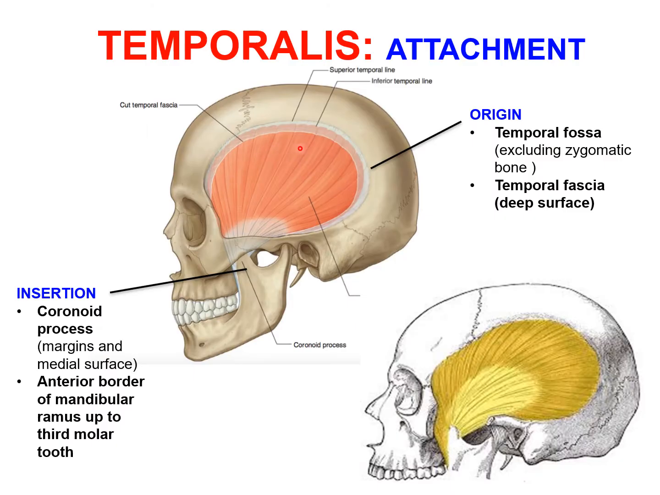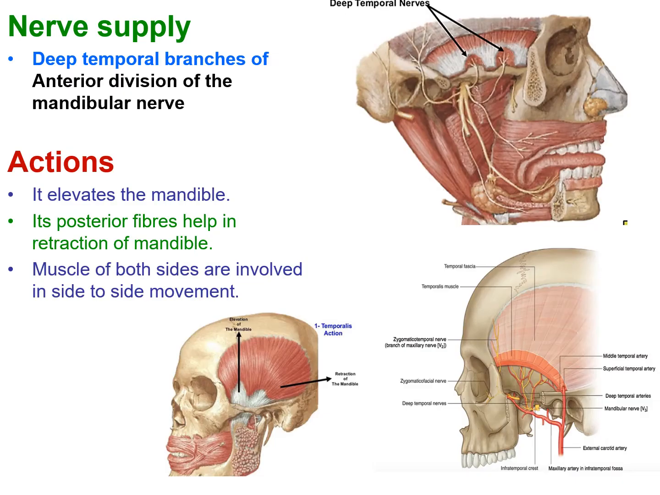So if we see the attachment of the temporalis muscle, it arises from the temporal fossa excluding the zygomatic bone, and from the overlying temporal fascia. The fibers converge together to gain attachment to the coronoid process along its margin and the medial surface, and also the insertion of temporalis extends along the anterior border of the mandibular ramus up to the third molar tooth. The nerve supply of temporalis is through the deep temporal nerves, which are derived from the anterior division of the mandibular nerve.